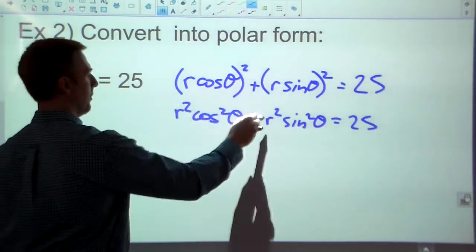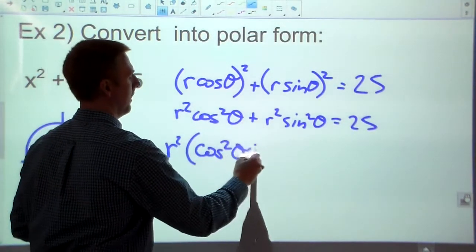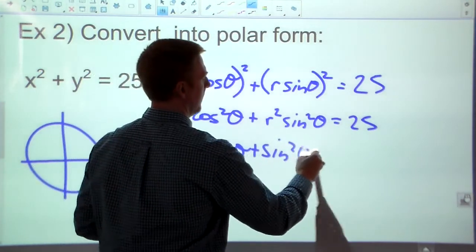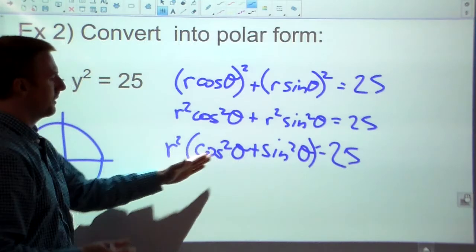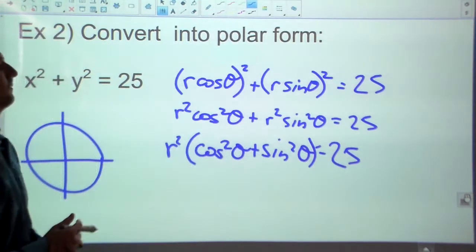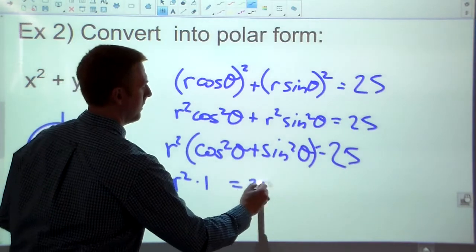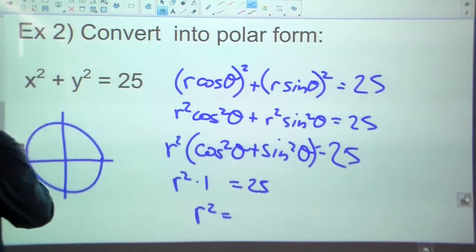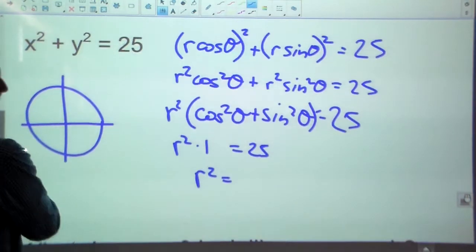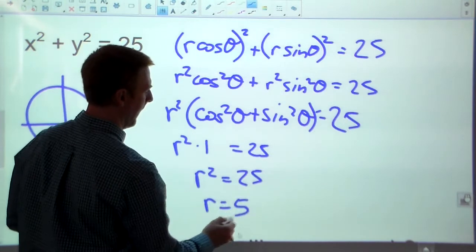Factor r squared out of both of these, so r squared times cosine squared plus sine squared equals 25. Now cosine squared plus sine squared is 1. So let's just make that substitution. R squared times 1 equals 25. No point really including the 1, so r squared equals 25. And finally, r equals 5.